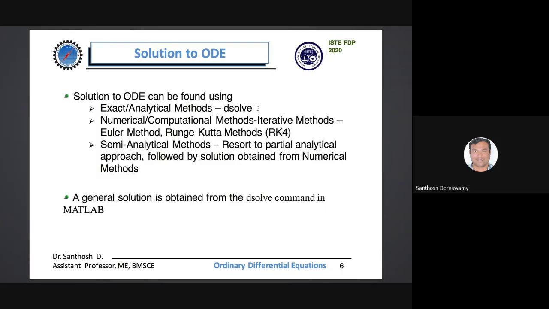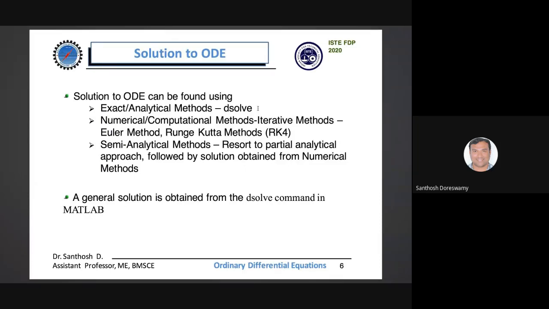In MATLAB we will use a specific command known as dsolve to obtain an exact or analytical solution to a given ordinary differential equation, restricting ourselves to first order and second order differential equations. Right? So then we will move on to the computational methods or numerical solutions.